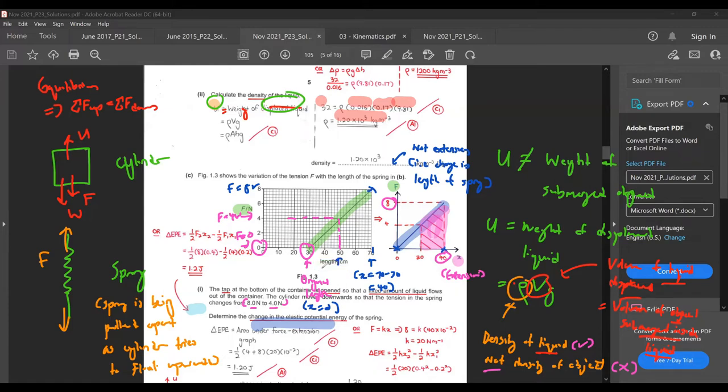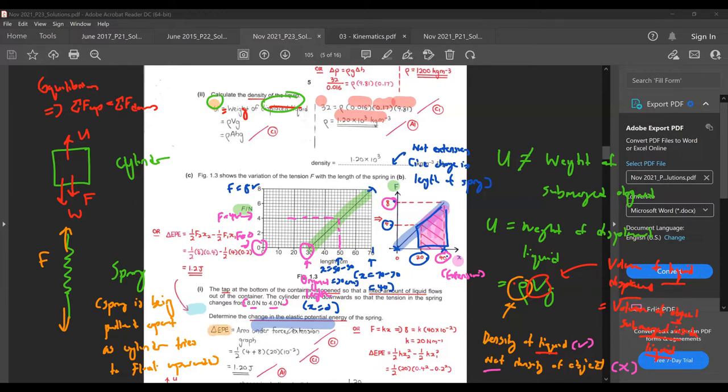Here x is 50 minus 30, giving me 20. So an extension of 20 centimeter. So this is what I want to find right now, this area. A force of 4 Newton gives me an extension of 20 centimeter. A force of 8 Newton gives me an extension of 40 centimeter. I want to find the area of this trapezium here.